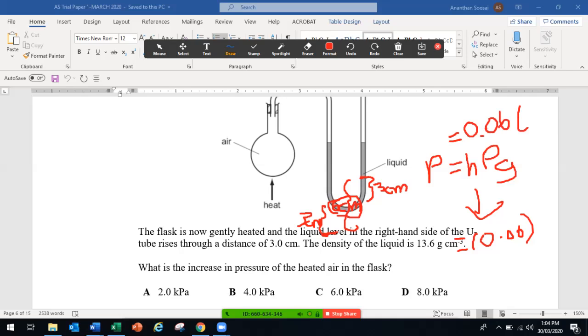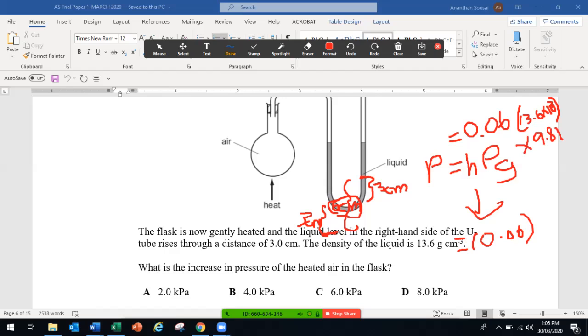The density we change to kg per meter cube. How much? Times or divide by 1000? Gram, times 1000. So 13.6 times 10 to the power of 3, sorry. Change to kg per meter cube. Then multiply by your gravity. You should get your answer.